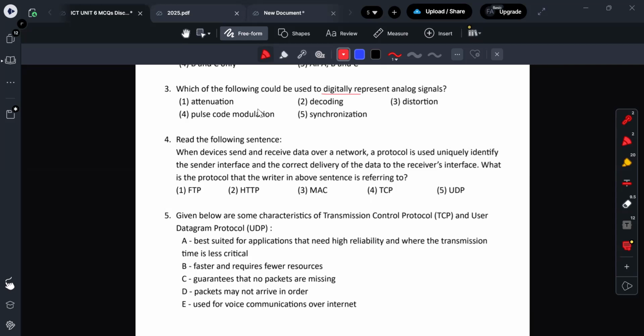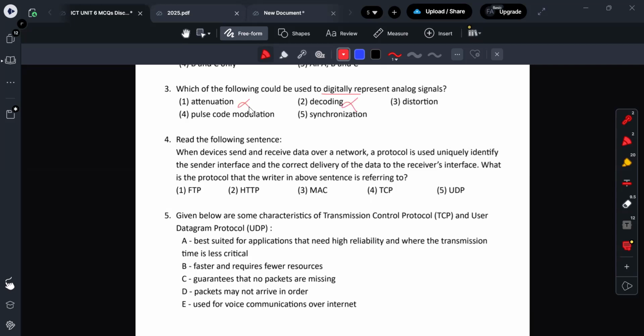Yeah, okay. Yes, correct. Answer is 4. So what is attenuation? It means a signal is losing its strength over what? Why is it losing its strength? Over a distance, right? So that is wrong. And then decoding, what is it? It is the reverse process, meaning digital back to analog form or digital back to understandable form, right?